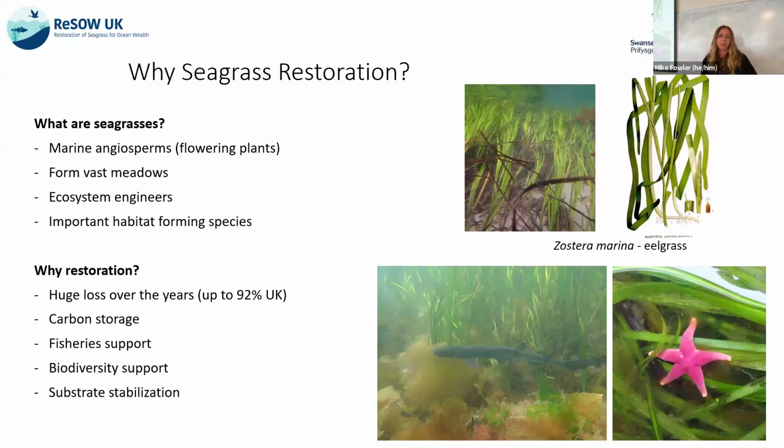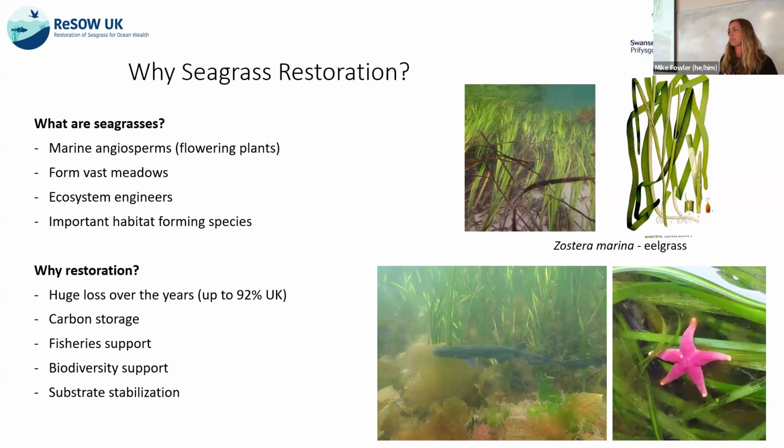So a little bit about why we might want to restore seagrass meadows. First of all, what are seagrasses? Some of you might not know what they are, but I think a lot of you know very intimately what they are. Seagrasses are marine angiosperms, which means that they're flowering plants. They can form vast meadows, and they have really extensive root and rhizome systems. Because of that root and rhizome system, they can store a lot of carbohydrates, and are therefore quite important as carbon stores.